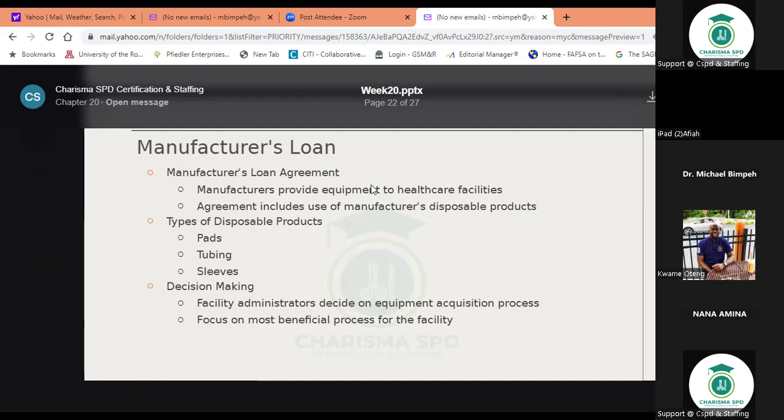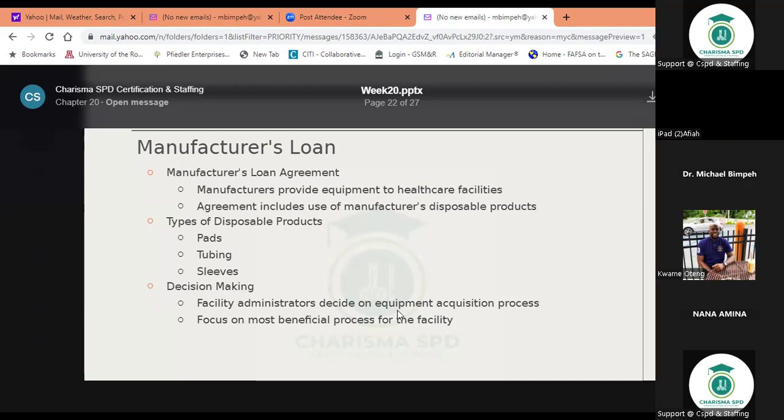Normally these trays come with implants, and the hospital strikes an agreement. It doesn't mean that it should always have an implant; a tray can have no implant at all. That's what I'm trying to say. So hospitals also loan, not only in Central Sterile, they can even loan to other departments. Sometimes they loan patient care equipment to other departments, then they bring them to Central Sterile for us to clean or disinfect before they begin to use them. So things can also be loaned. Types of disposable products: parts, tubing, sleeves, and all those things.